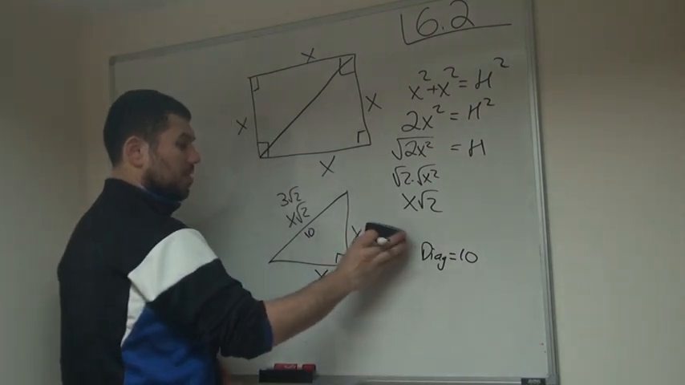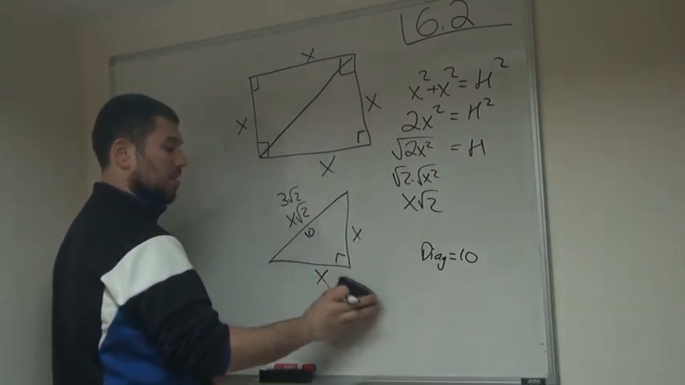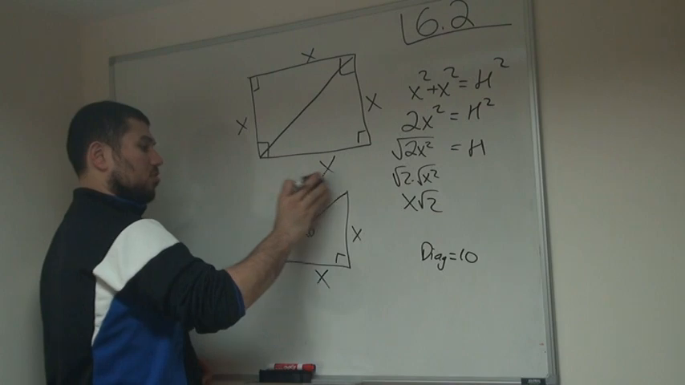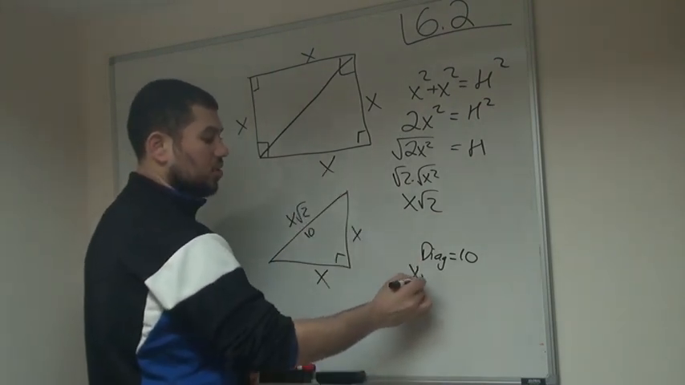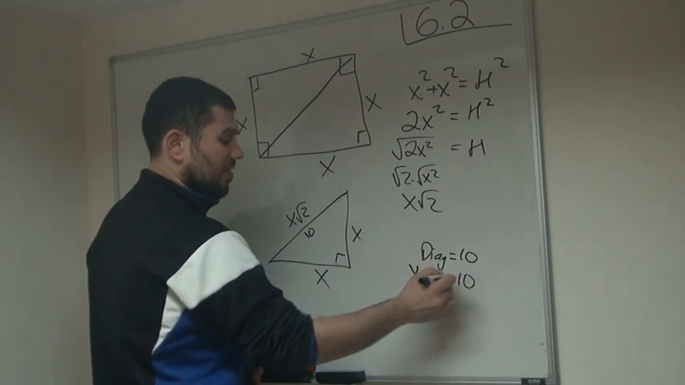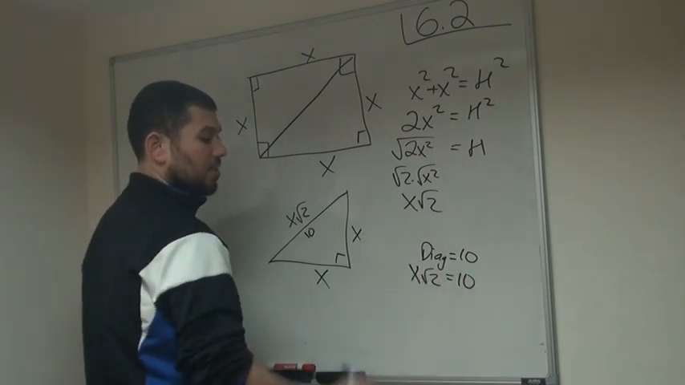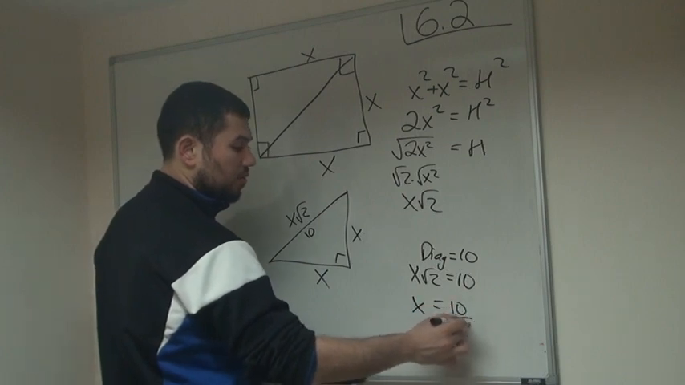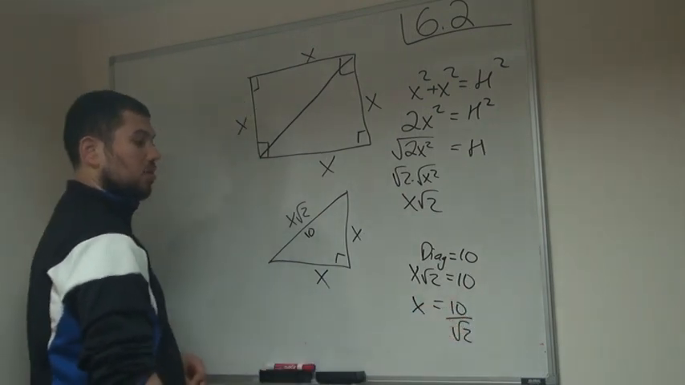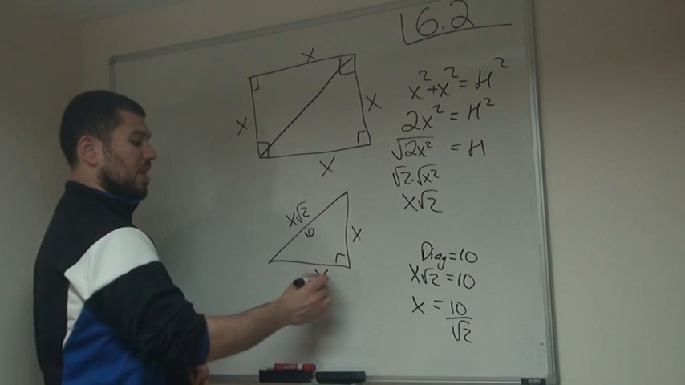Let's get rid of these 3's, not to confuse us. So if the diagonal is equal to 10, and x rad 2 is representative of the diagonal, I can divide both sides by root 2 and say x is 10 over root 2. So each one of these sides has to be 10 over root 2.